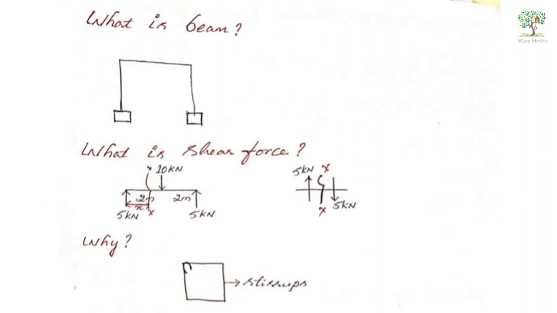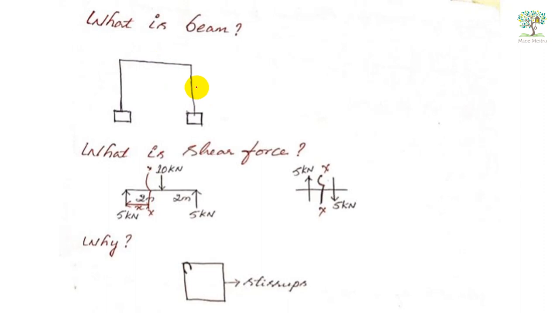Hi everyone. Now we will discuss what a beam is, shear force, bending moment, sign convention, and the variation of shear force and bending moment in beams. Okay, let us go with a beam. Now what is a beam? A beam is a horizontal member.